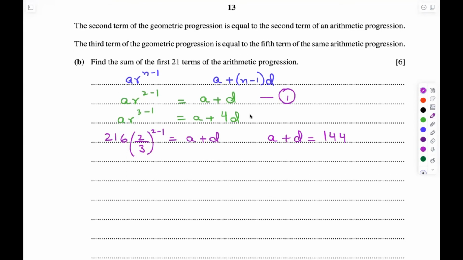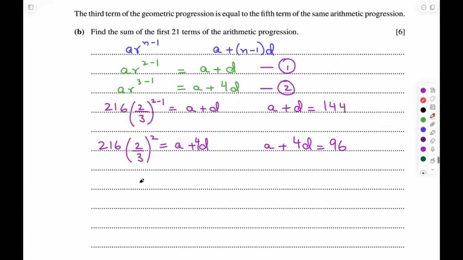Substituting a and r into the second equation, which was a r squared equals a plus 4d. So a was 216 into 2 upon 3 whole squared, which is equal to a plus 4d. 216 multiplied by 2 upon 3 whole squared will be equal to 96. So the second equation will simplify down to become a plus 4d equals 96.